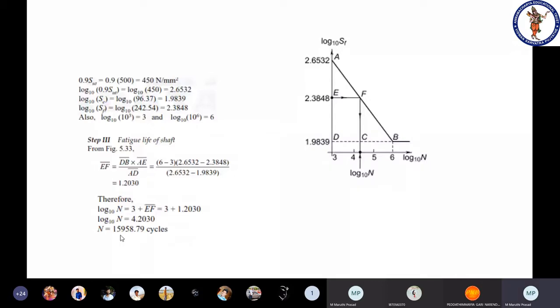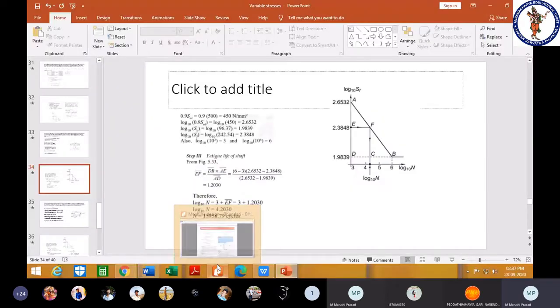So almost all the problems are very similar. If they have given stress, we are calculating life. If they have given life, we are calculating stress. Go for the next problem.